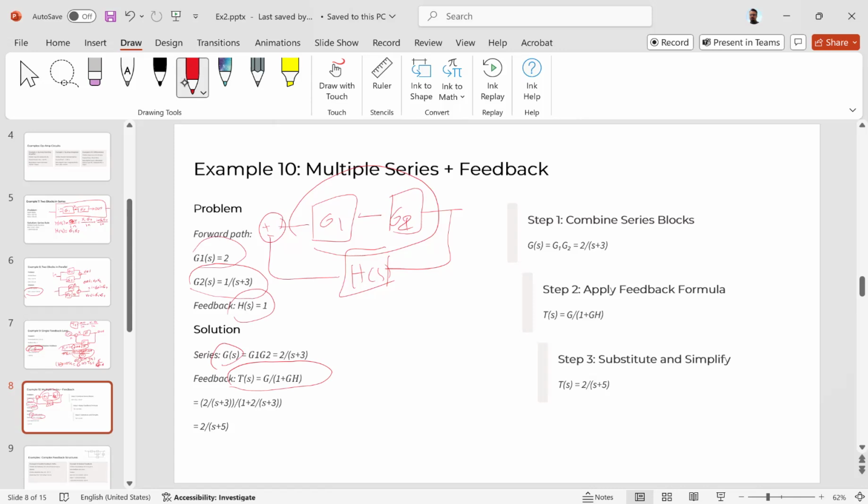We simply replace them. It becomes 2 over S plus 3, which is the G1, G2, over 1 plus GH. H is 1, so it doesn't change anything. 2 plus S plus 3. Now, you know how to simplify that. Are we good? So this is what happens if we have multiple subsystems in the forward pass and a feedback.